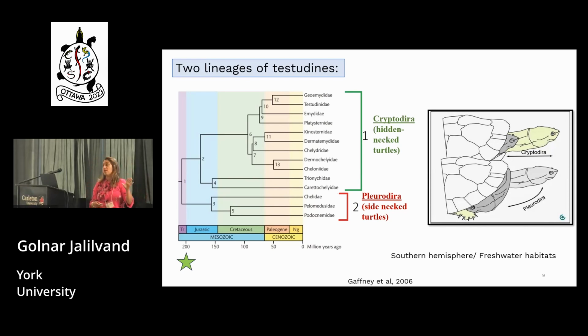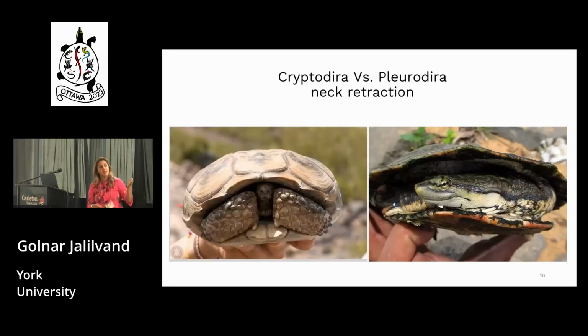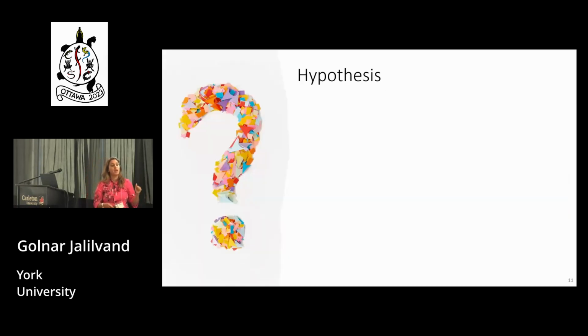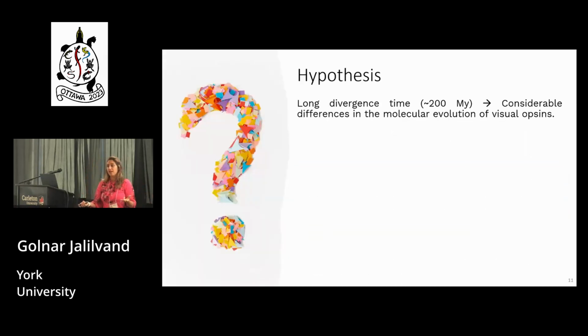Today, pleurodira are not as diverse as cryptodira, and they are limited to the southern hemisphere and only freshwater habitats. Here are 2 pictures of the neck retraction in cryptodira and pleurodira. Based on all the studies that have been done on turtles, all we know about turtles' vision comes from cryptodiras, the hidden neck turtles, and we lack information on side neck turtles.